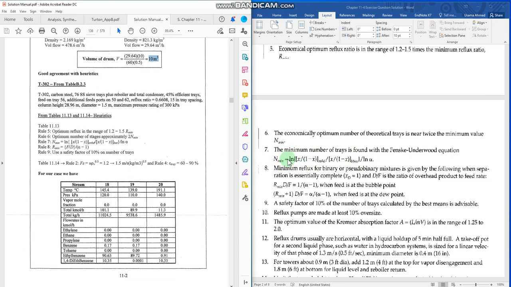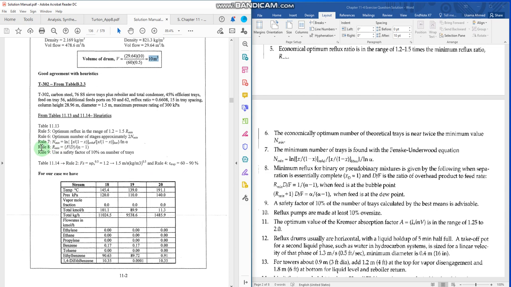We have this equation here, log of x divided by 1 minus x, and so on. Okay, and this alpha here gives you the information about the relative volatility. So you have to find this alpha by yourself. And the x represents what we have in the process, which is the ethyl benzene. Okay, so we have to do the calculation with respect to the ethyl benzene in the overhead stream and in the bottom streams.